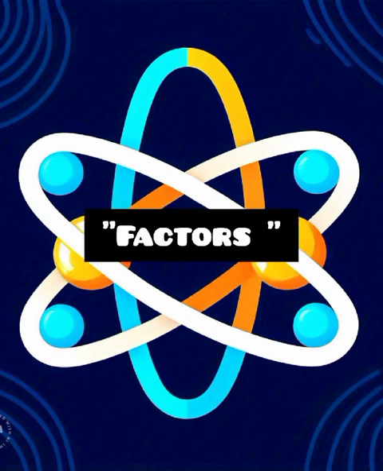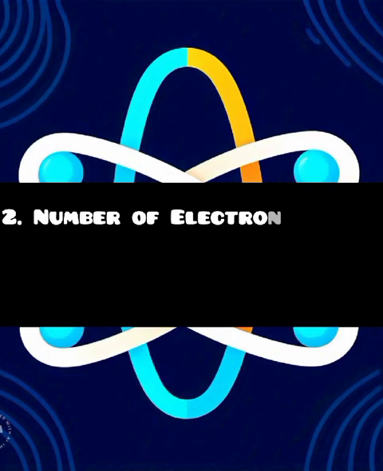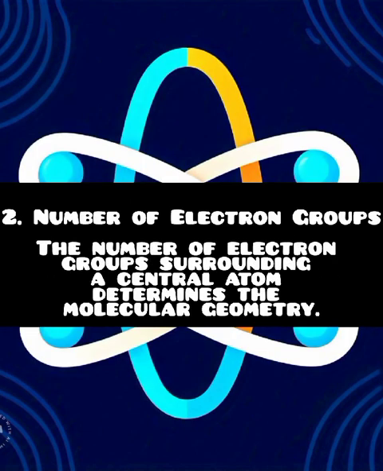Now there are several factors which influence the molecular geometry. First, the type of electron, whether it is a bond pair or lone pair, influences molecular geometry. Lone pairs occupy more space than bonding pairs. That affects the molecular geometry because lone pairs have higher repulsion power than bond pairs. Now, the second factor which influences the molecular geometry is the number of electron groups. The number of electron groups surrounding a central atom determines the molecular geometry.